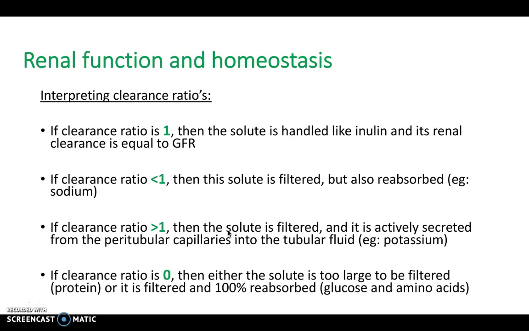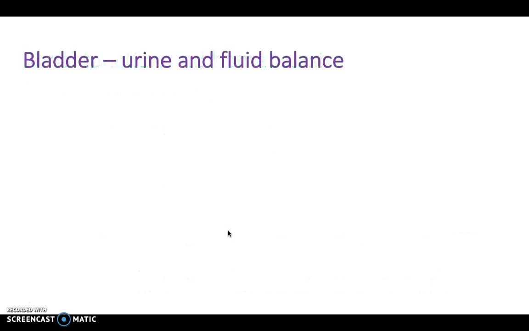And finally, if your clearance ratio is 0, then either the solute is too large to be filtered, such as a protein, or it's filtered and then 100% reabsorbed. So for example, glucose is filtered, but then it's all reabsorbed back into the blood normally. And therefore you wouldn't normally expect to see glucose in the urine. And therefore if you do get traces of glucose in the urinalysis that you may perform on a patient, then you should potentially be suspecting things like diabetes in this patient.